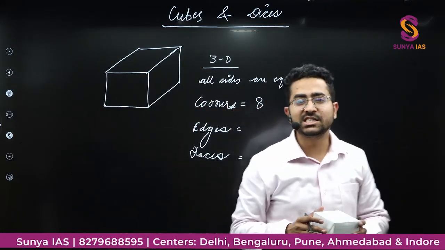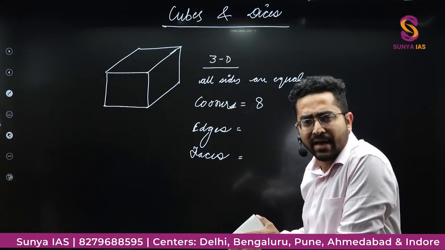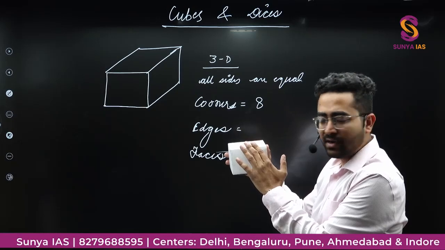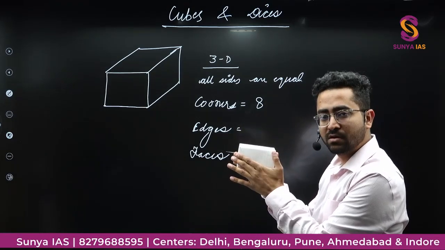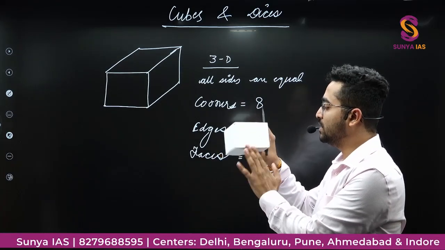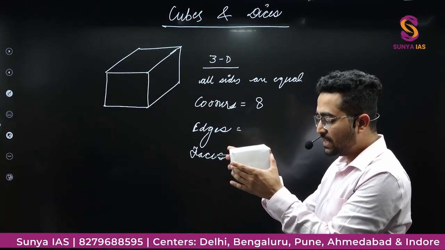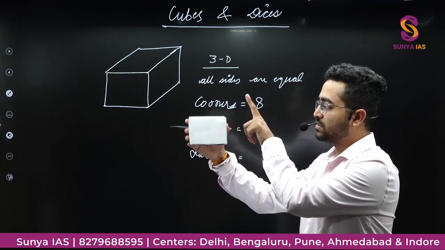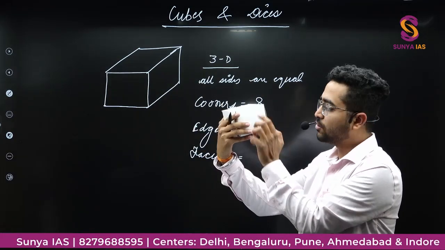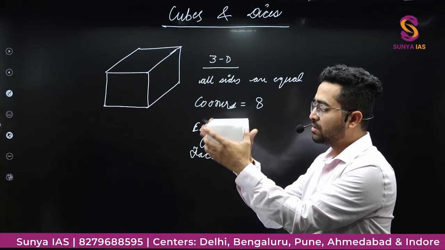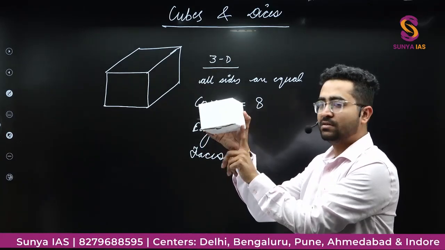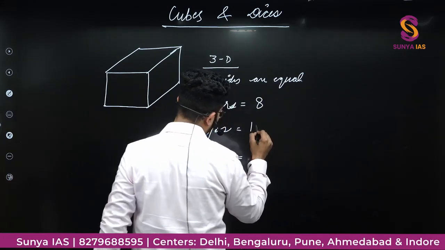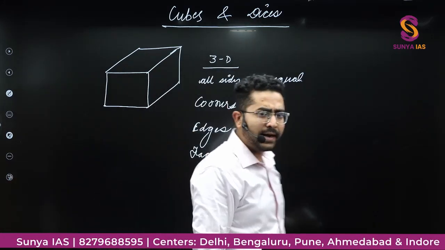Then how many edges are there? What is an edge? Edge is a side. So how many sides are there? You can see here 1, 2, 3, 4. Similarly at the back side here 1, 2, 3, 4. So these are 8 sides. Then how many sides are left? In these sides there are 4 sides left. This one, and here also this one and this one. So 4 plus 4, 8, 9, 10, 11, 12. So 12 edges are there.